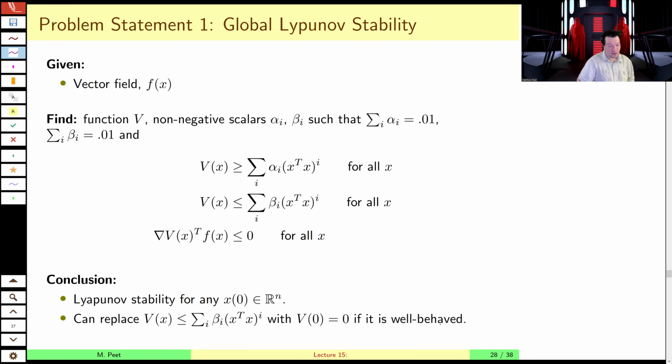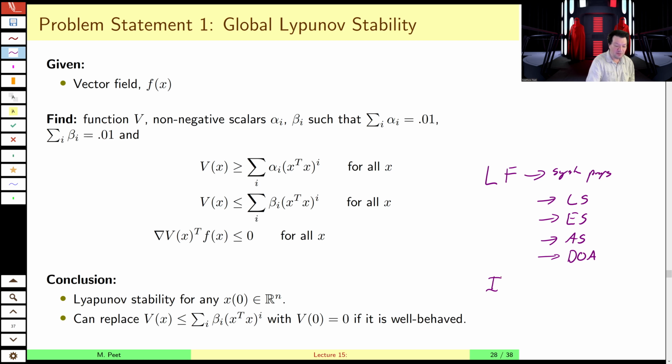So that concludes the section where we talk about Lyapunov functions. We've shown that Lyapunov functions allow us to characterize system properties, including Lyapunov stability, exponential stability, and asymptotic stability. We briefly mentioned domain of attraction, and we haven't really mentioned invariant manifolds and other things like Lyapunov exponents and stuff like that.